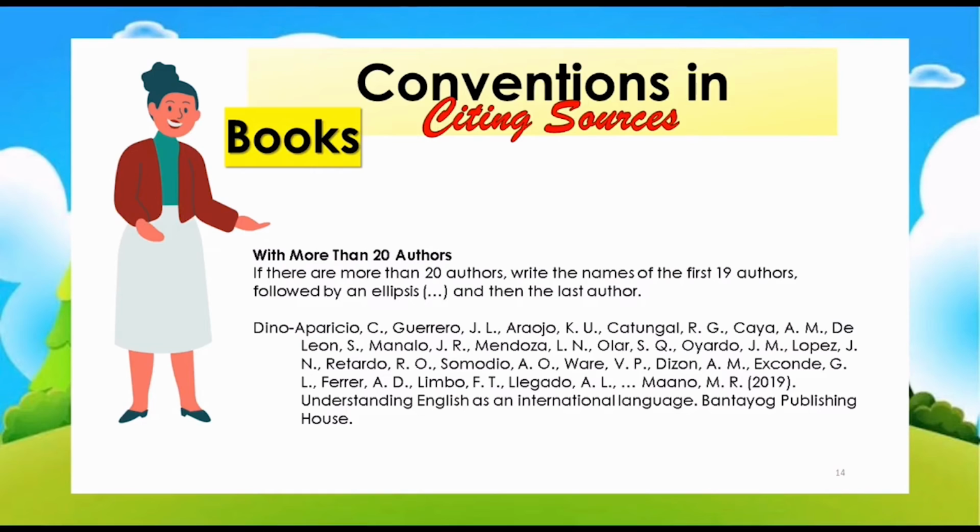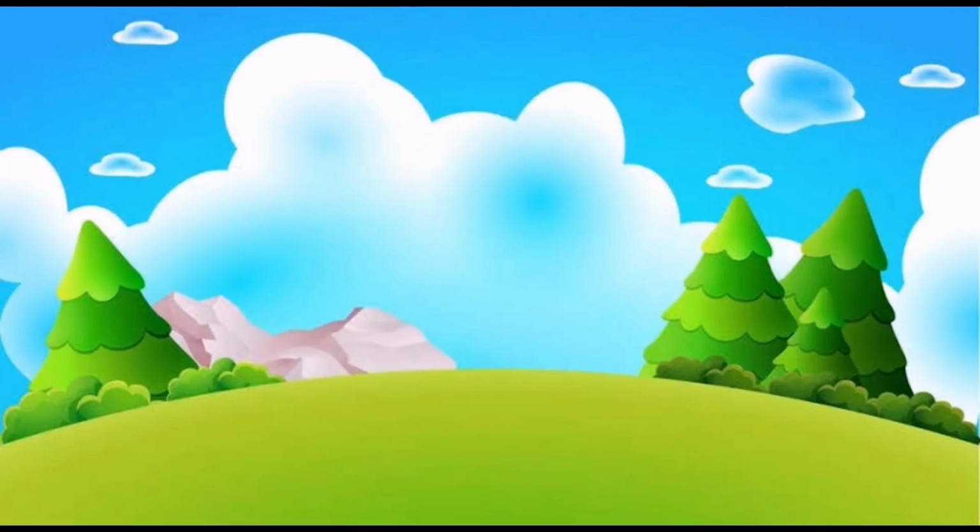As you can see, the 19 authors are written there, and then we have the year of publication, and then the title of the book, which is Understanding English as an International Language, and then period, and of course you have to write the name of publisher. Did you get all these? Let me check your understanding.